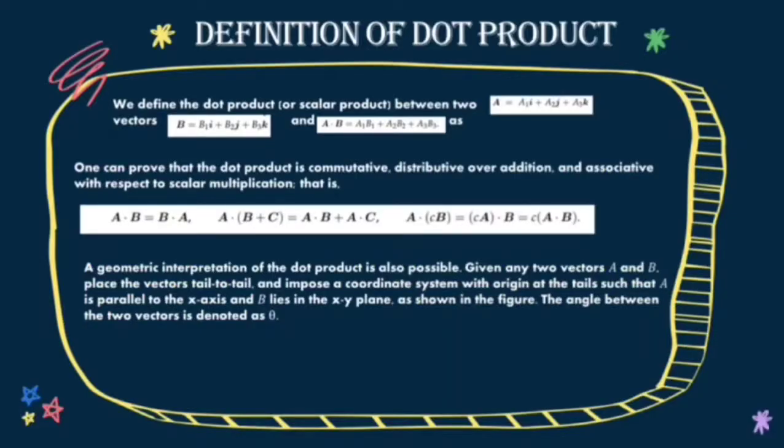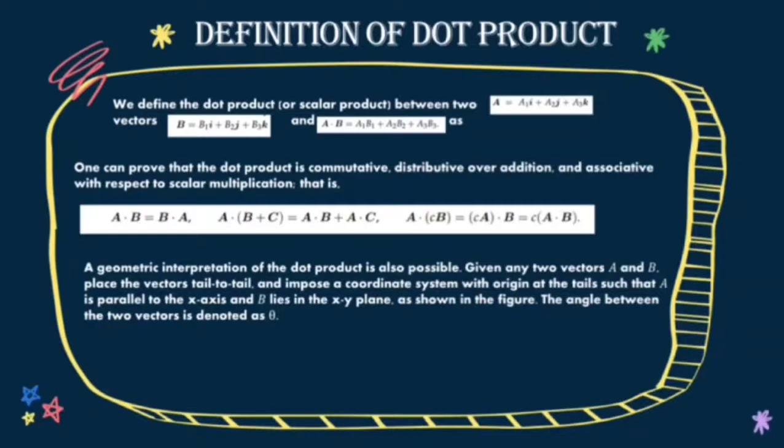Here we have the definition of the dot product. We define the dot product or scalar product between two vectors A and B as A dot B. One can prove that the dot product is commutative, distributive over addition, and associative with respect to scalar multiplication. That is the formula. A geometric interpretation of the dot product is also possible.